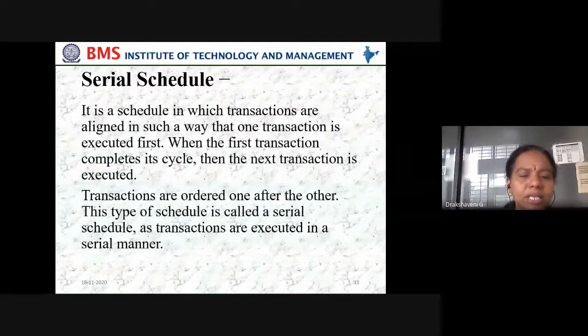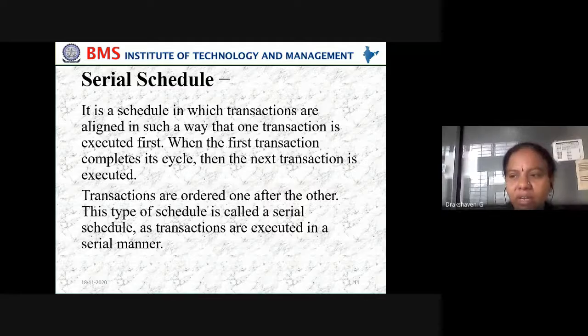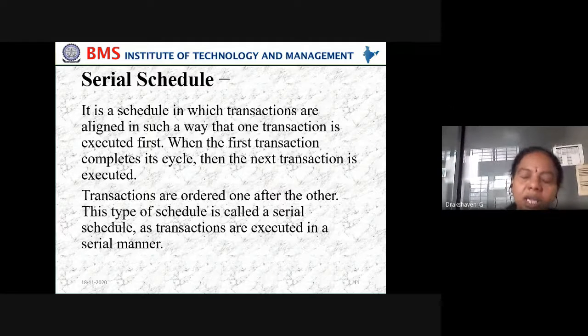Why do we call it a serial schedule? Because we give order: first 10 students, next 10 students, next 10 students. This is the order we have given. If you are 60 people, first day 30, next day 30, and again in that 30 also we give which students have to come at 8:30, which students have to come at 11:30, which students have to come at 1:30. Like this we give. So this is what is called a serial schedule.